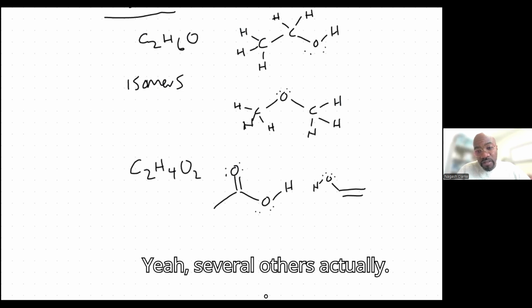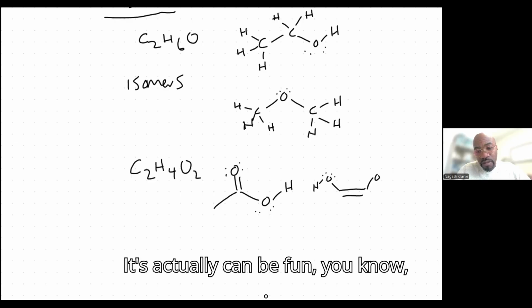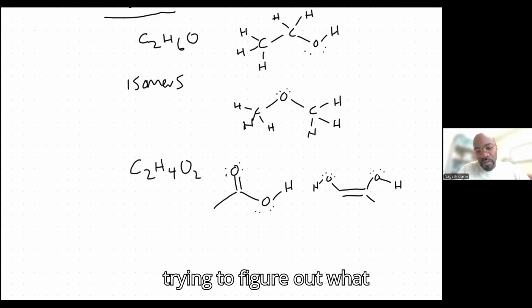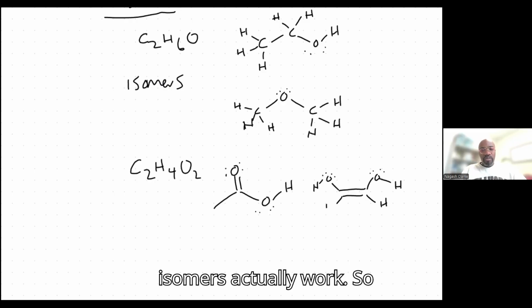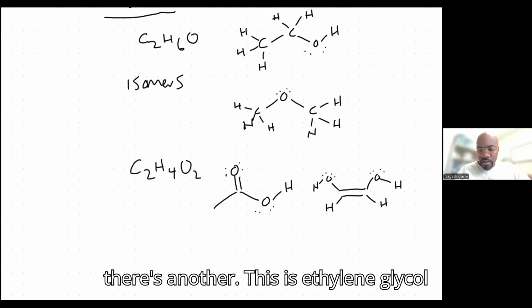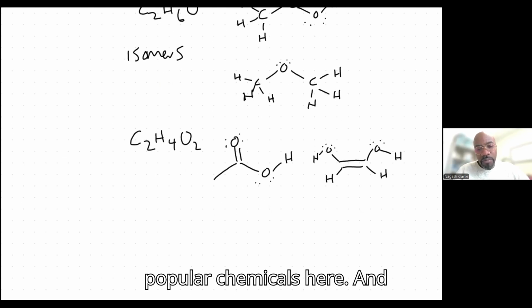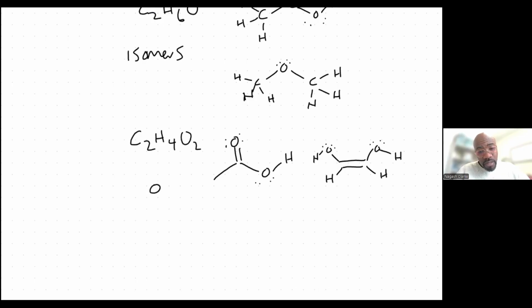That's one isomer for that molecular formula, but then you have others. Several others actually. It can be fun trying to figure out what isomers actually work. So there's another, this is ethylene glycol or antifreeze. So two very popular chemicals here. And there's more we can draw in the form of a ring.